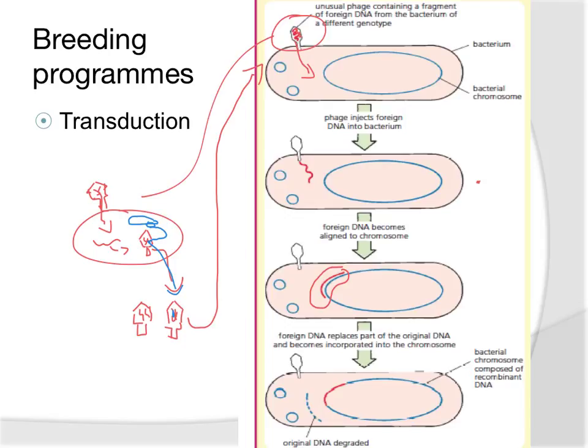and it ends up replacing the original DNA. It becomes incorporated into the chromosome, and the original DNA gets degraded. And so you've got different DNA contained in here that has actually come from this bacteria here, and it's ended up in this bacteria, so you've made some sort of genetic change.